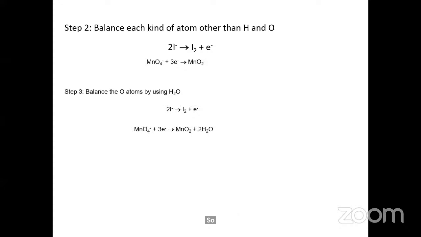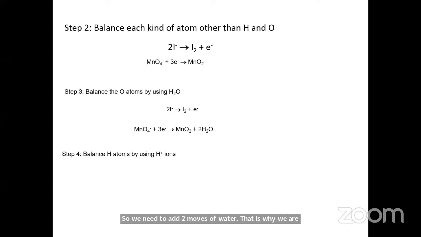We have 4 oxygen on the left-hand side, and then we have 2 oxygen on the right-hand side. So we need to add 2 moles of water. That is why we are having water here to balance the oxygen. The introduction of 2 moles of water has brought about hydrogen atoms. So on the right-hand side, we have 4 hydrogen atoms, so on the left-hand side, we are going to introduce 4 hydrogen ions, as we can see.